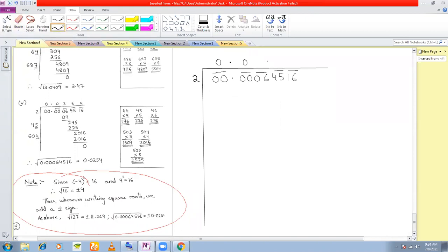So you have 2 into 2 equal to 4. Subtract. Now bring down this pair, 45. 4 and 5, 245 you get. Now see the number on top here. You have got 0.02. Ignore the decimal, you only get 2. What is the double of 2? 4. Now we need to insert a digit here, right? So what do we insert?